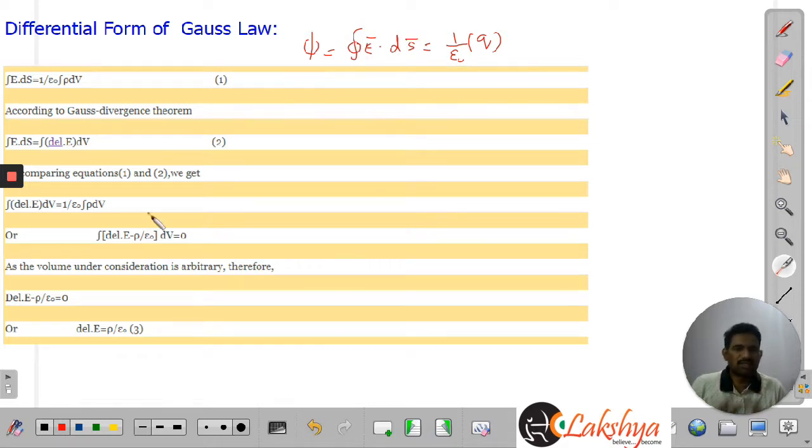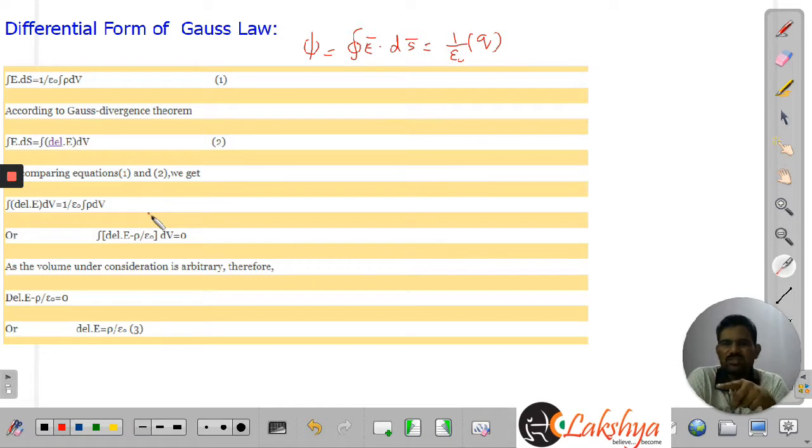Three types of integration exist: line integration, surface integration, and volume integration. You will get this in mathematics; I think it is not there at the intermediate level, but it will be there in engineering. In Gauss law we write a surface integration, because we apply Gauss law over a surface. To apply Gauss law, we first need to choose a Gaussian surface, which we already discussed.